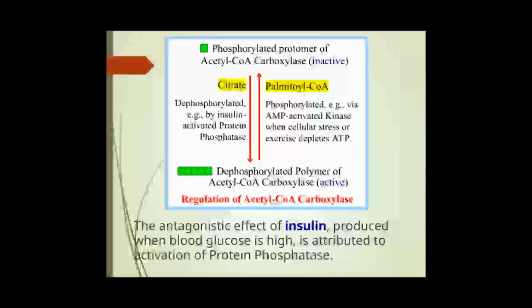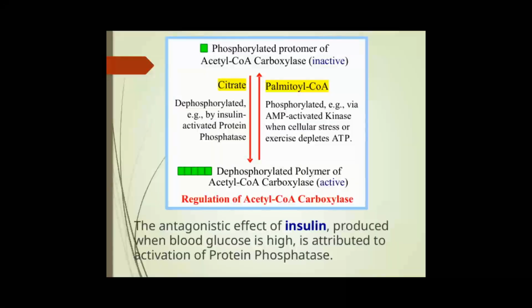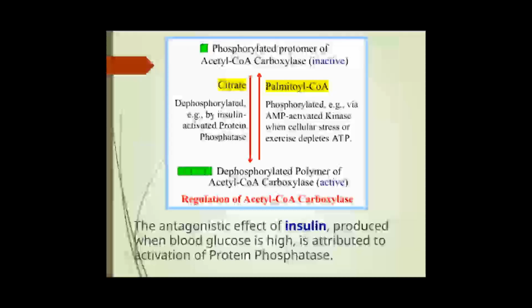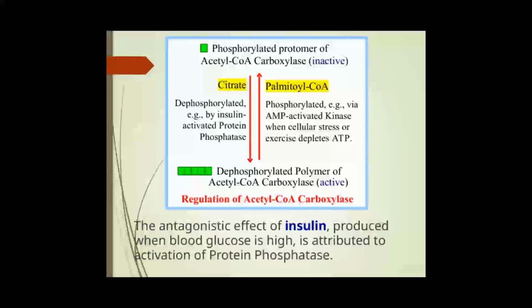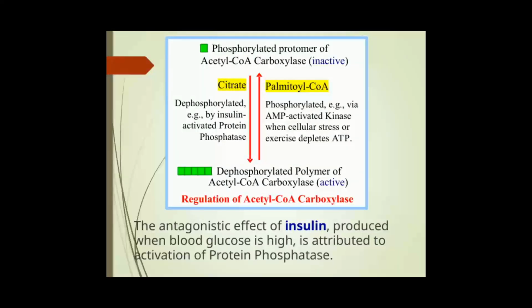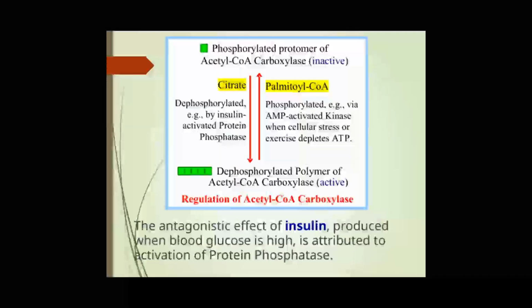When blood glucose levels are high, insulin is released to help lower them. Interestingly, this effect is actually linked to the activation of an enzyme called protein phosphatase. What this means is that insulin, in this context, acts to activate protein phosphatase, which then plays a key role in reducing blood glucose levels. This process is a great example of how our body's regulatory mechanisms work in balance. It connects to the overall theme of how hormones like insulin help maintain homeostasis, ensuring our blood sugar stays within a healthy range. Now, let's look at how acetyl-CoA carboxylase is regulated by local metabolites.